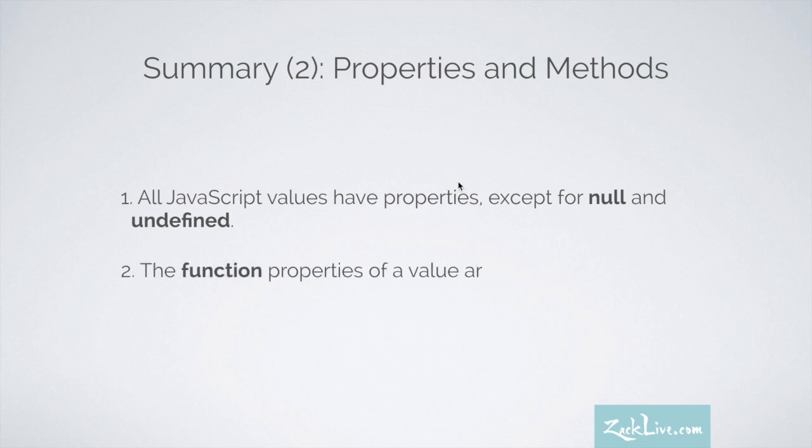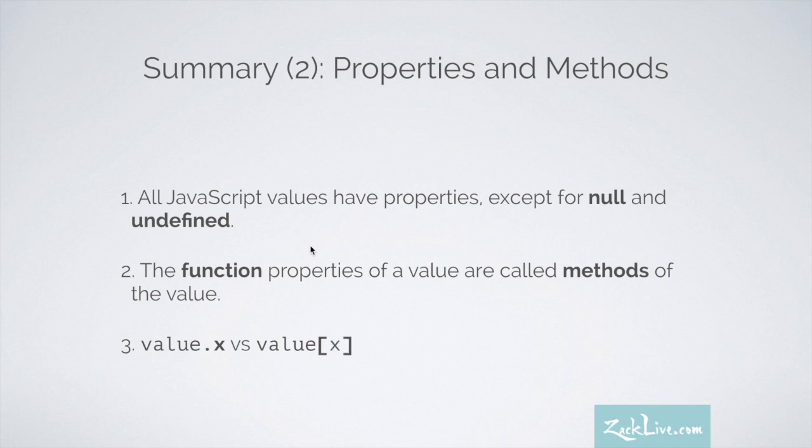Properties and methods. Properties are functions and values within a variable, within an object or a string, all kinds of values. All JavaScript values have properties except for null and undefined. The function properties of a variable are called methods of the variable. Yep. We can access properties with the dot operator or square brackets.